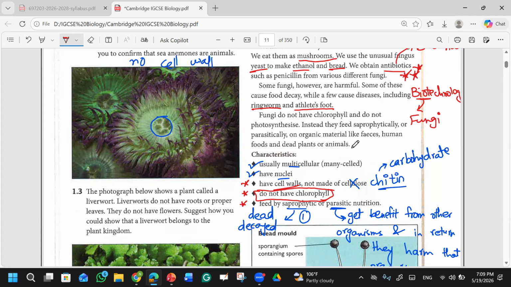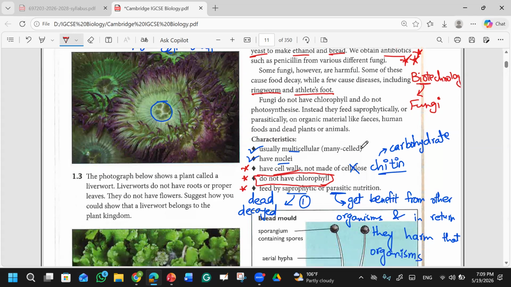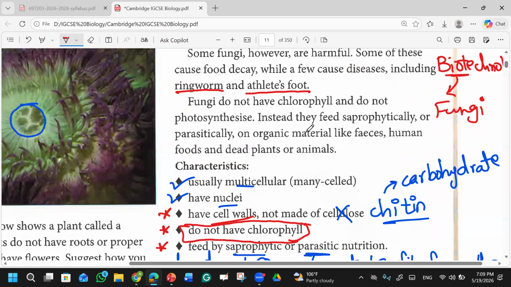So these are the two diseases which we get from the fungi. Then they have mentioned that fungi don't have chlorophyll. They do not photosynthesize because they don't have chlorophyll. Instead, they feed saprophytically. You know saprophytically, that they rely on dead organisms. They rely on dead or decayed organisms. You know the difference between dead and decay?